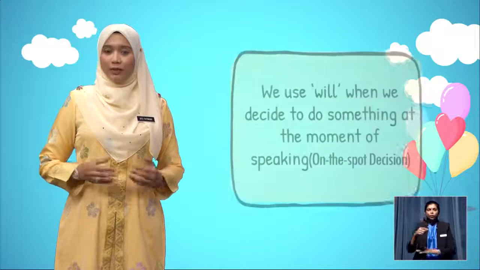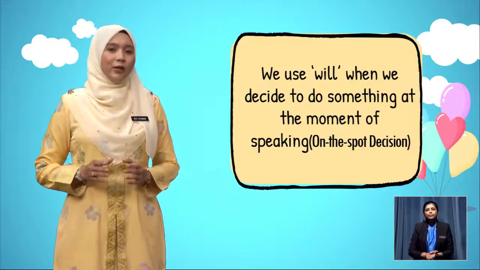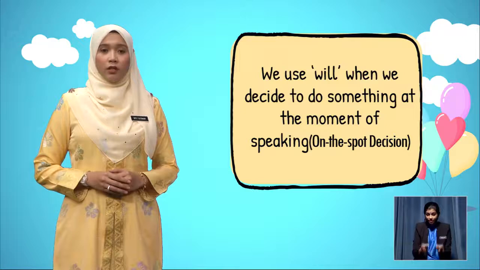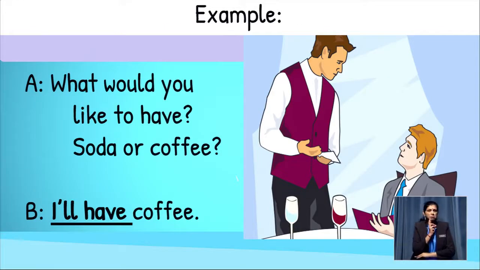First, we use will when we decide to do something at the moment of speaking. It is an on-the-spot decision. For example, imagine you are in a cafe and about to make an order. What would you like to have, soda or coffee? I'll have coffee. You use will the moment you make the decision.